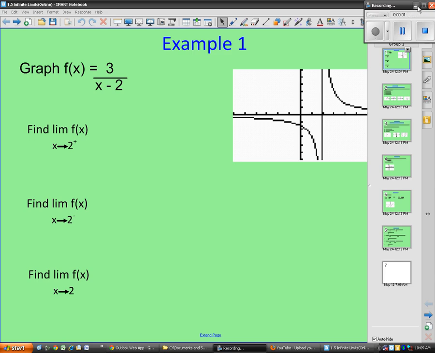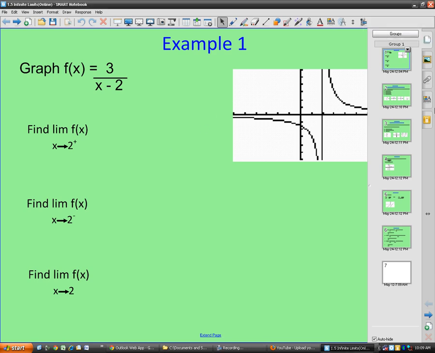Hello and welcome to our webinar of section 1.5, infinite limits, and this is one of the examples that we have. Basically, what we're looking at here is they're asking us to graph this function and find the limit as x approaches 2 from the right hand side, 2 from the left hand side, and then what's happening overall. And this is kind of a summary of what's happening in this section.